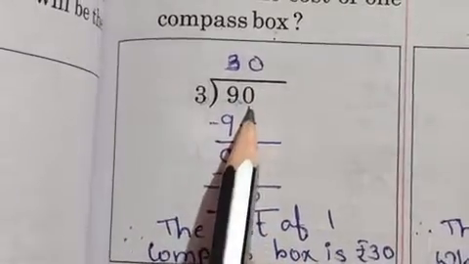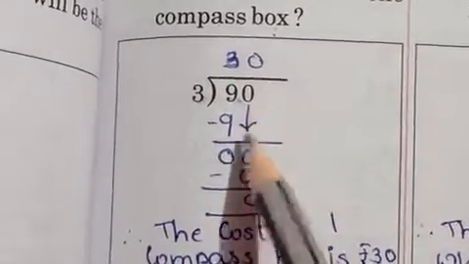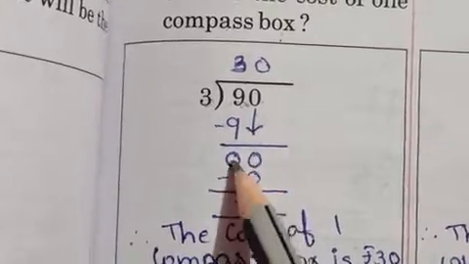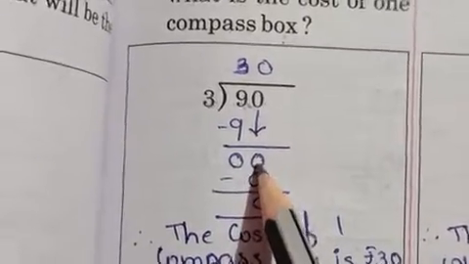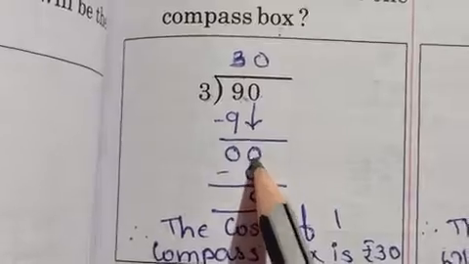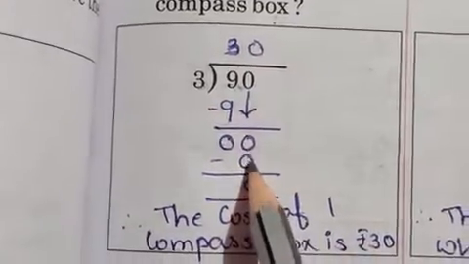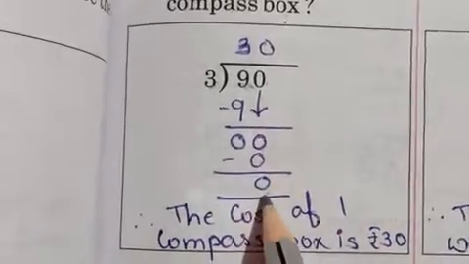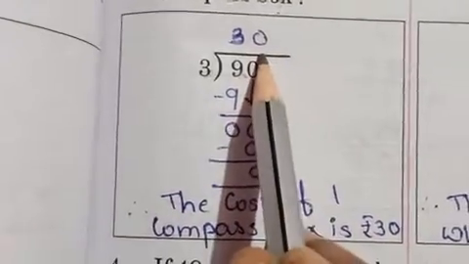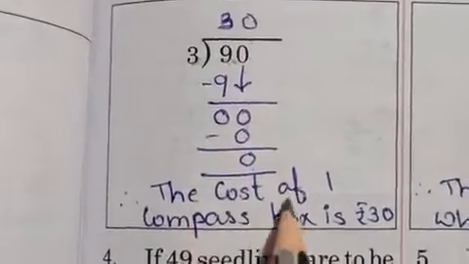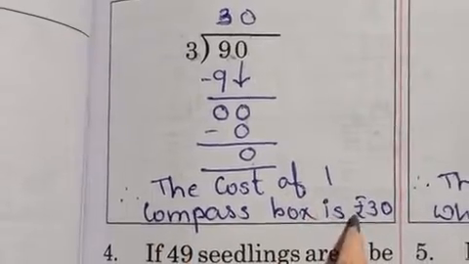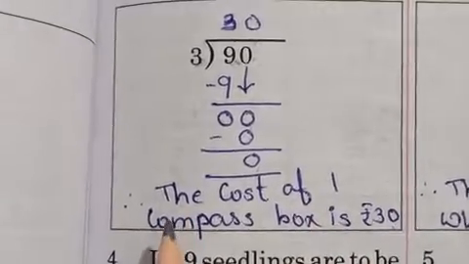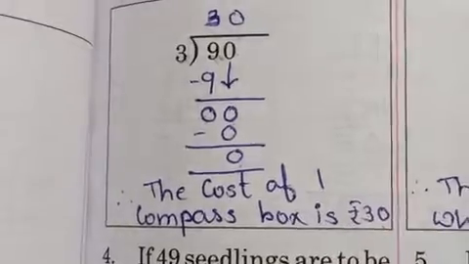So the next number, which is it here? 0. So we'll bring that 0 down. So it's 0. That is not your answer. You have to divide this number. So 3 zeros are 0. So 0 minus 0 is 0. So here is any other number there? No. Therefore this is the remainder and 30 is the quotient. So the cost of 1 compass box is rupees 30. Clear everybody? Okay.